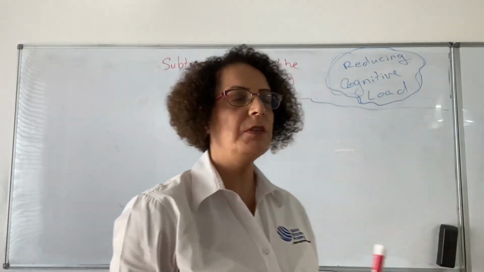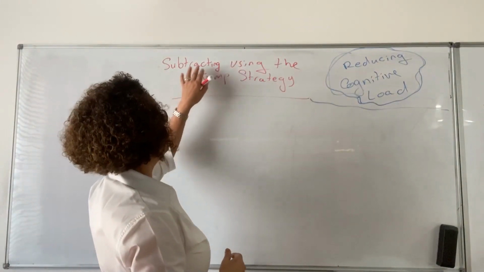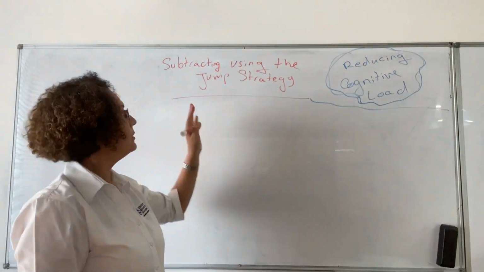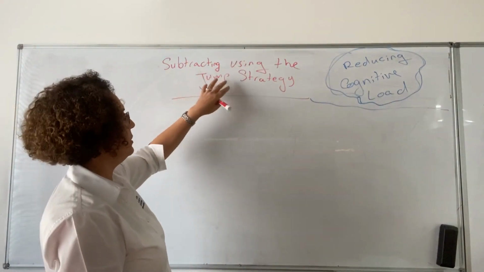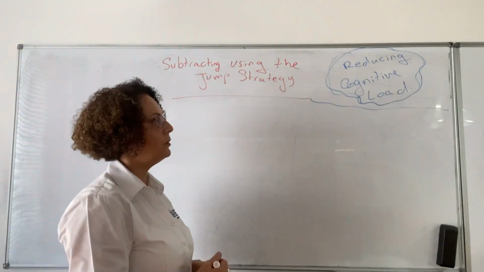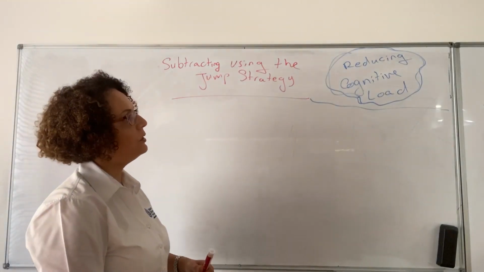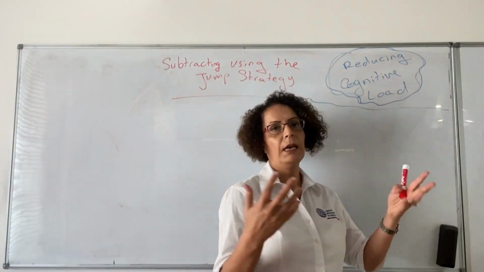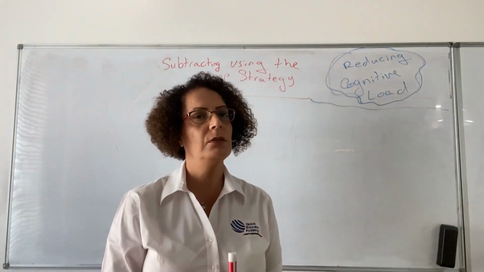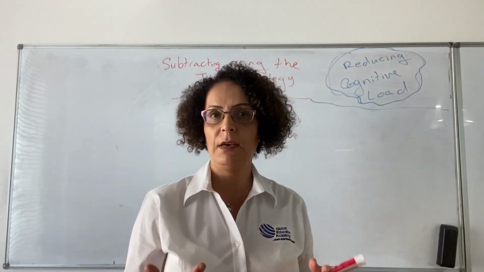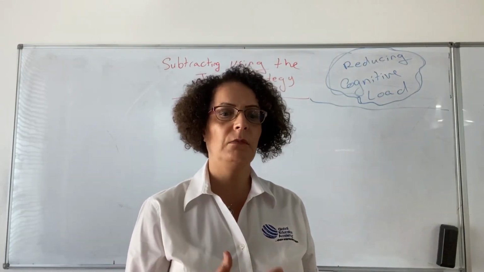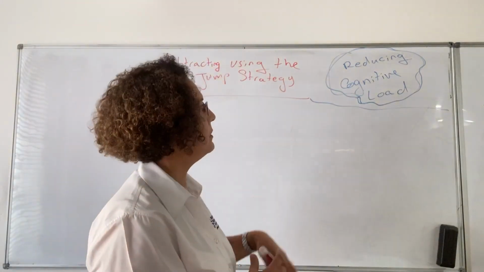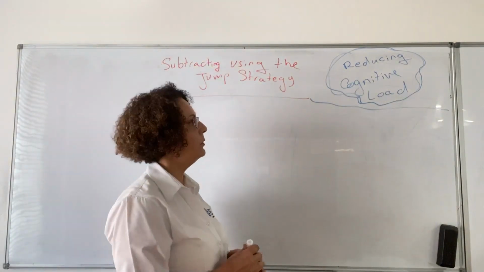In the previous video, we spoke about adding using the jump strategy. This one, we will use it for subtracting. So the same strategy, the jump strategy, used for subtraction. Let me just remind you that we're doing this to reduce cognitive load, as it will make it easier for the student to understand without having to stress about the question, without having any complications. Cognitive load theory is the study that reduces cognitive load.